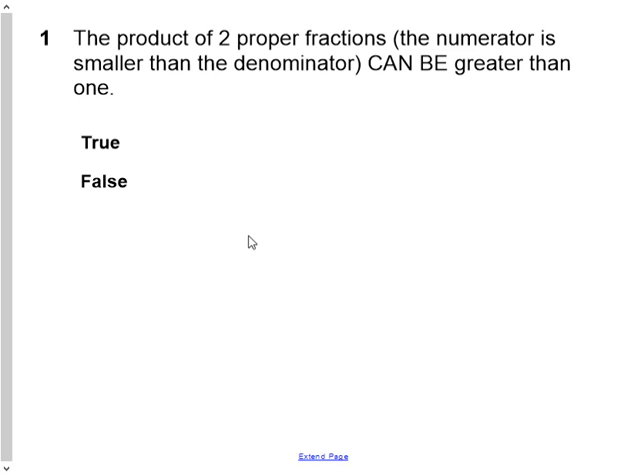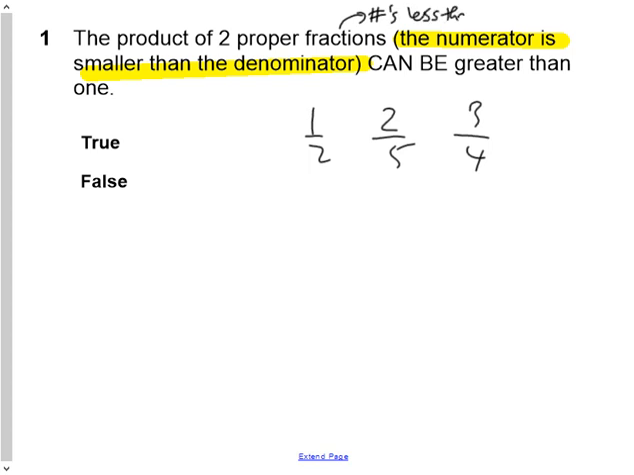So the first one says the product of two proper fractions. And I did define it for you just in case you weren't sure what I meant by proper fractions. A proper fraction, for example, like 1/2, 2/5, 3/4. Those are all examples of proper fractions where the numerator is smaller than the denominator. Another way to say it is just numbers that are less than 1. Numbers less than 1 are proper fractions, really, when we talk about just regular fractions.